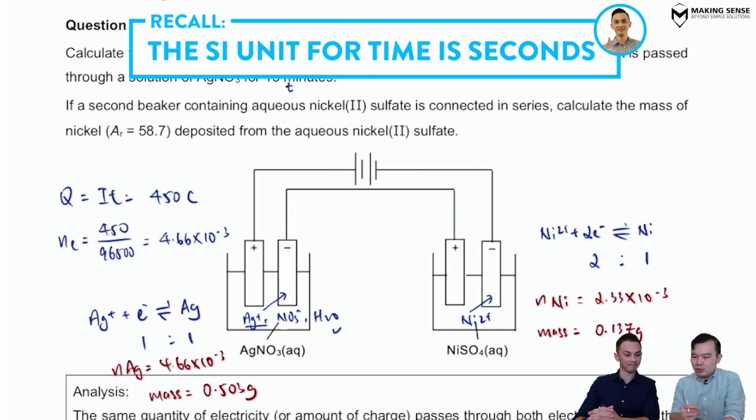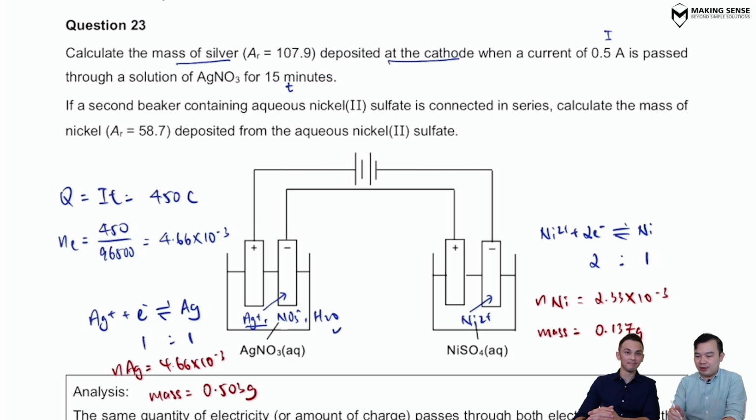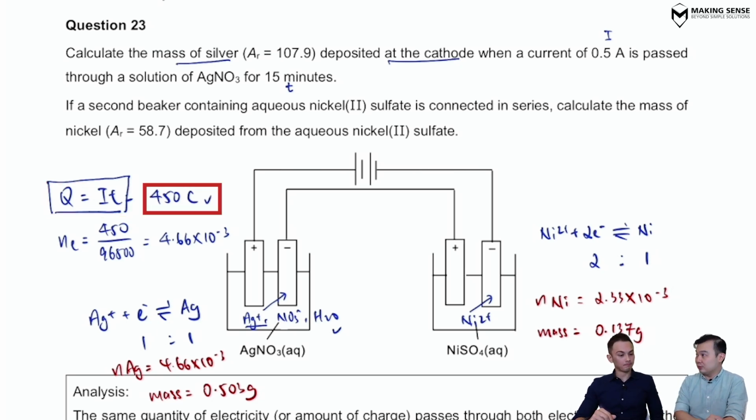So what we'll do here is use the standard formula. First, I'm going to calculate the amount of charge that is being passed through the circuit. Q equals I times t. Using the formula, you should be able to get 450 coulombs. Based on that, I will need to find out the number of moles of electrons being transferred. Mr. William, can you run us through how we normally do that?